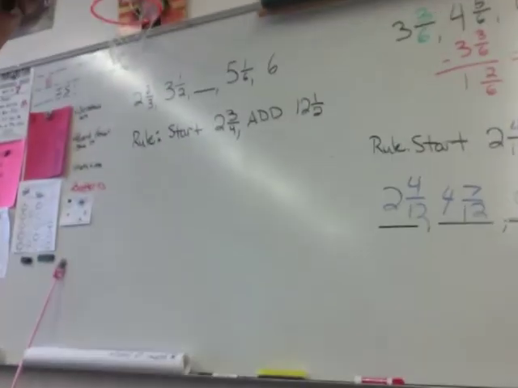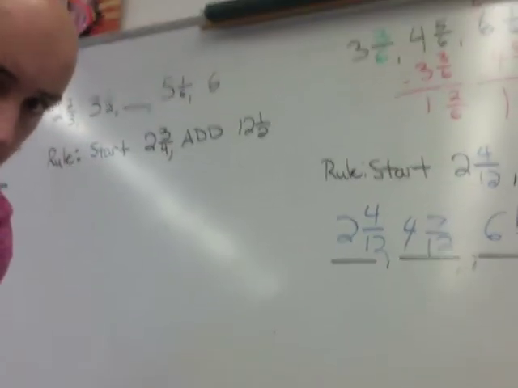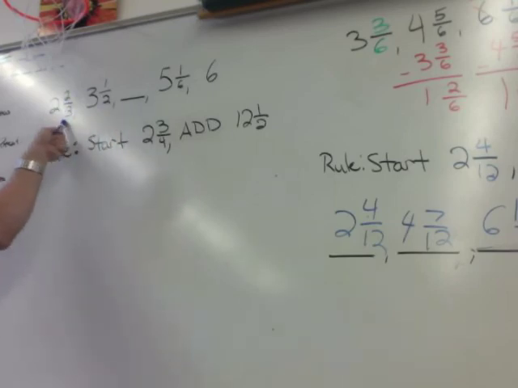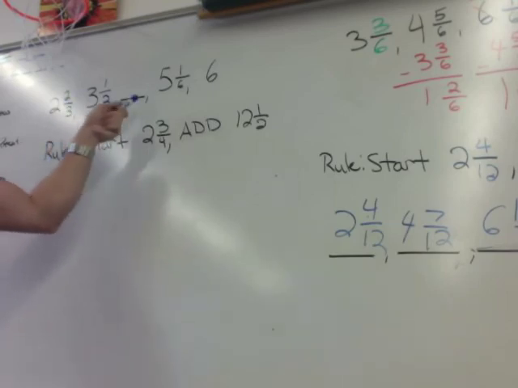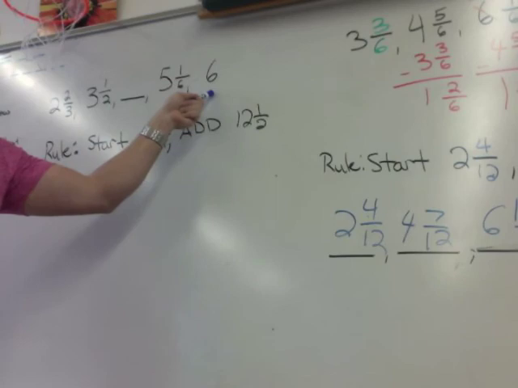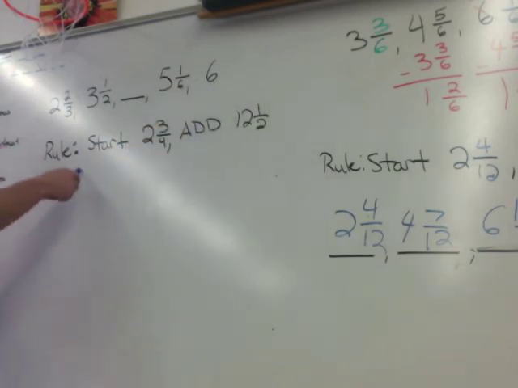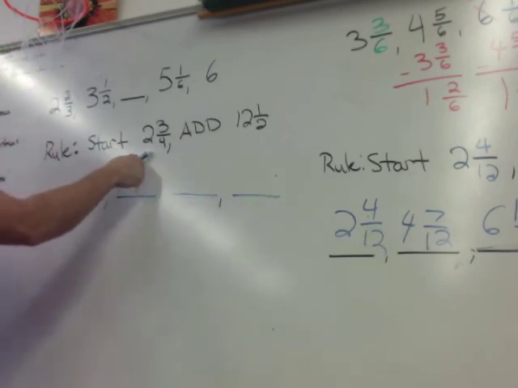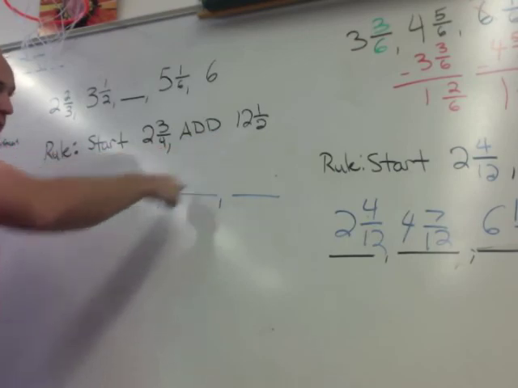Here are your extra credit problems. You have to do it 2 different ways for extra credit. So this first one, you fill in the missing term. You have 2 2/3, 3 1/2, missing term, 5 1/6, and then 6. And then this one is a rule. So you need to find 4 terms. So you start at 2 3/4, and then you add 12 1/2 every time.